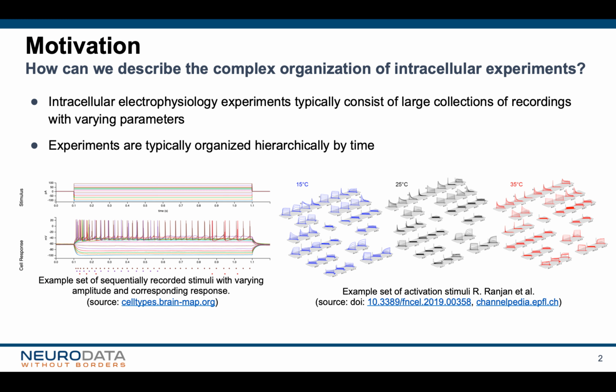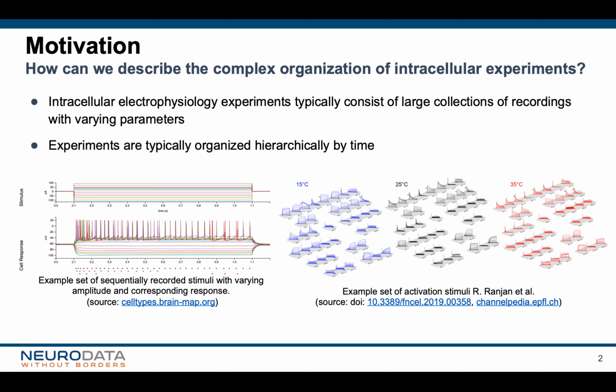Intracellular electrophysiology experiments typically consist of large collections of recordings with varying parameters. We can see an example from the Allen cell types database at the bottom left, where a long square stimulus with varying amplitude is being applied in sequence to a cell, and then the corresponding responses are being recorded. Similarly, we see an example from the Blue Brain project in the bottom right, where a sequence of different stimuli, each with varying parameters, is being applied across different experimental conditions.